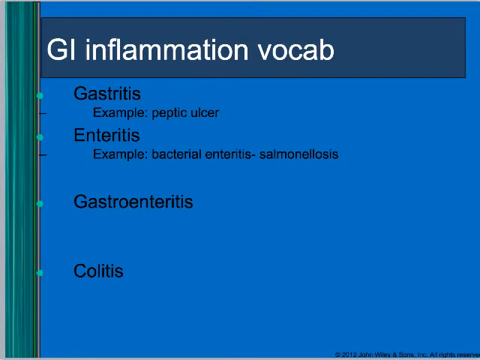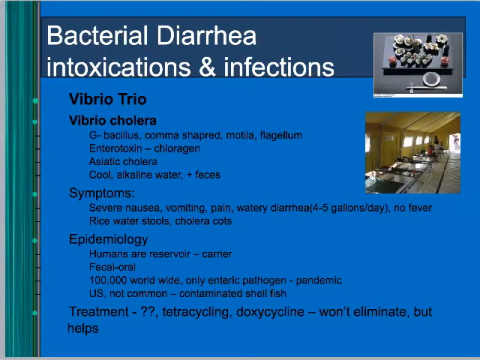Okay, now we're back to the itises. Gastritis is stomach. Enteritis is like the whole GI tract, like the small intestines and the large intestines. Gastroenteritis includes everything, and then colitis is large intestine or colon.